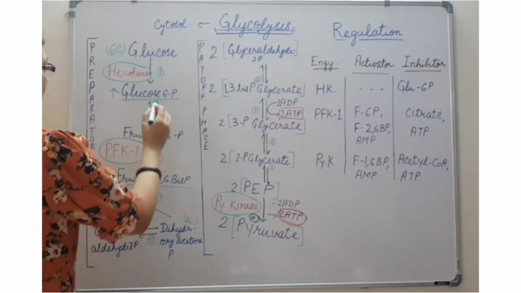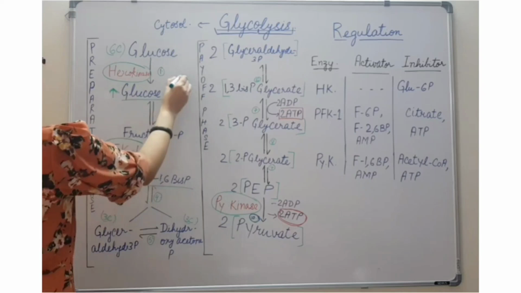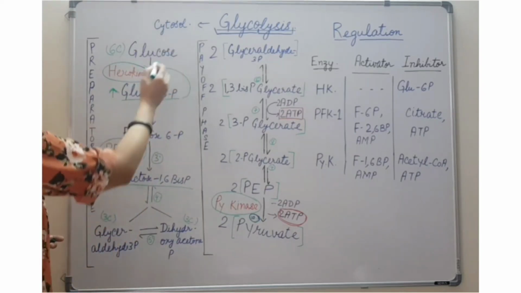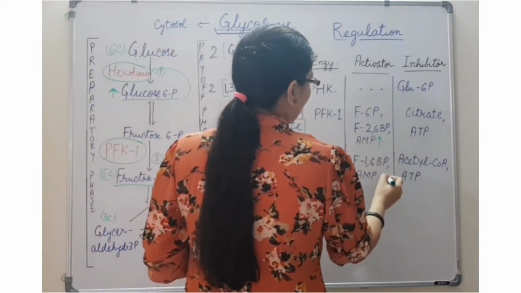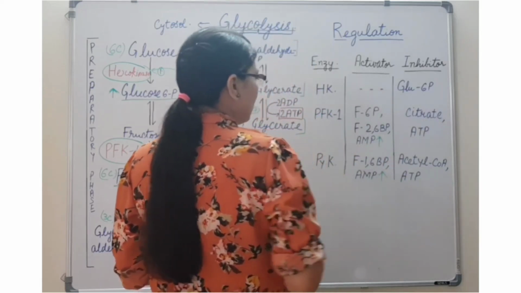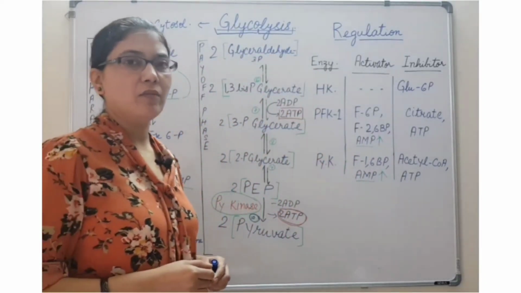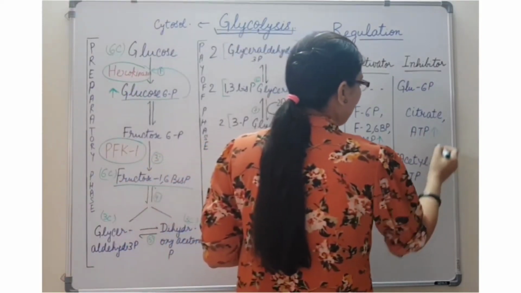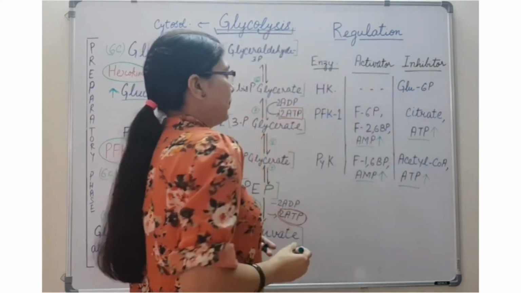In case of hexokinase, if the concentration of glucose 6-phosphate is high, it inhibits hexokinase, because now there is no requirement for the further conversion of glucose to glucose 6-phosphate. If the concentration of AMP is high, then it activates the enzymes phosphofructokinase 1 and pyruvate kinase, because there is a requirement of ATP production. For this, glycolysis should continue. But if the concentration of ATP is high, then there is no further requirement of ATP production. So it inhibits the enzymes.